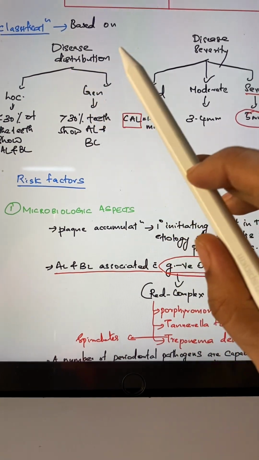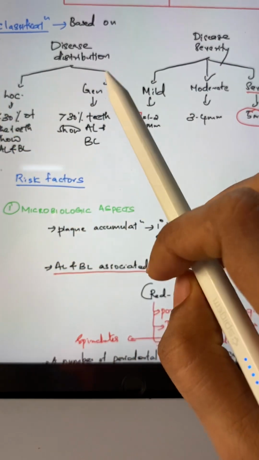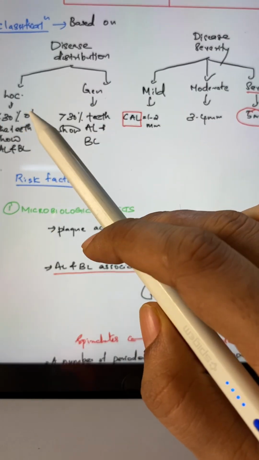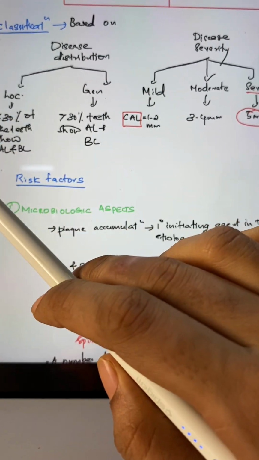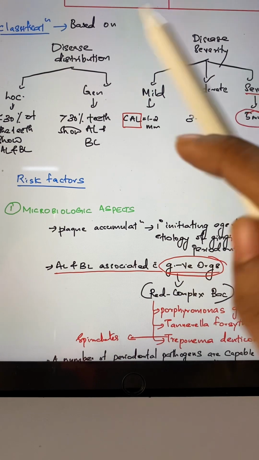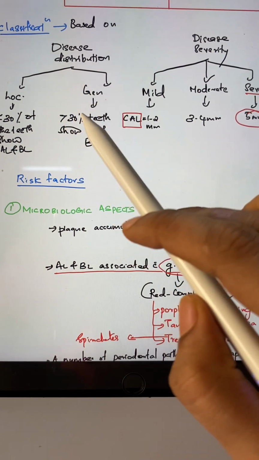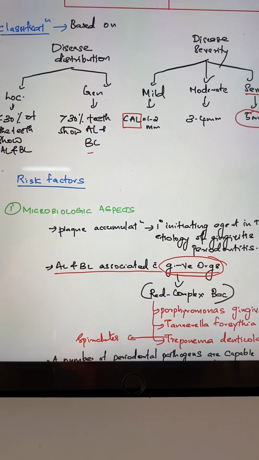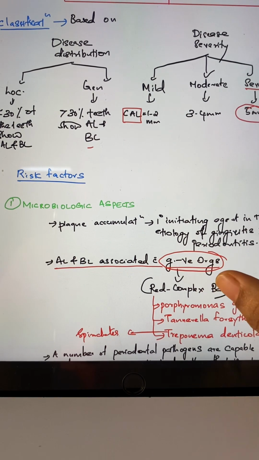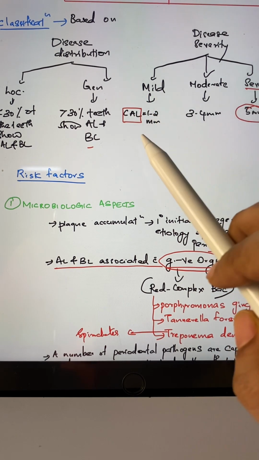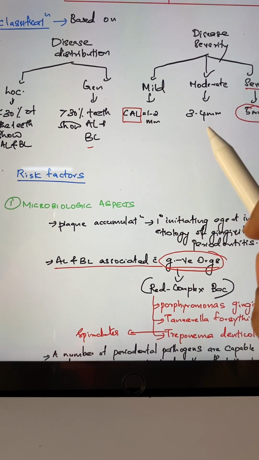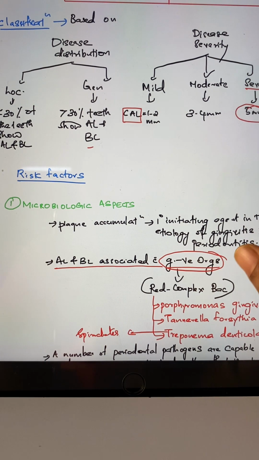Then we will discuss the classification. Based on disease distribution, it is divided into localized and generalized. Localized means less than 30% of the teeth show the attachment loss, bone loss, everything. The remaining teeth would be super fine. Generalized means above 30% of the teeth show the attachment loss and bone loss. And based on the disease severity, it is divided into mild, moderate, and severe. Mild means attachment loss of only 1 to 2 millimeters. Moderate means 3 to 4 mm. Severe means above 5 mm of attachment loss.